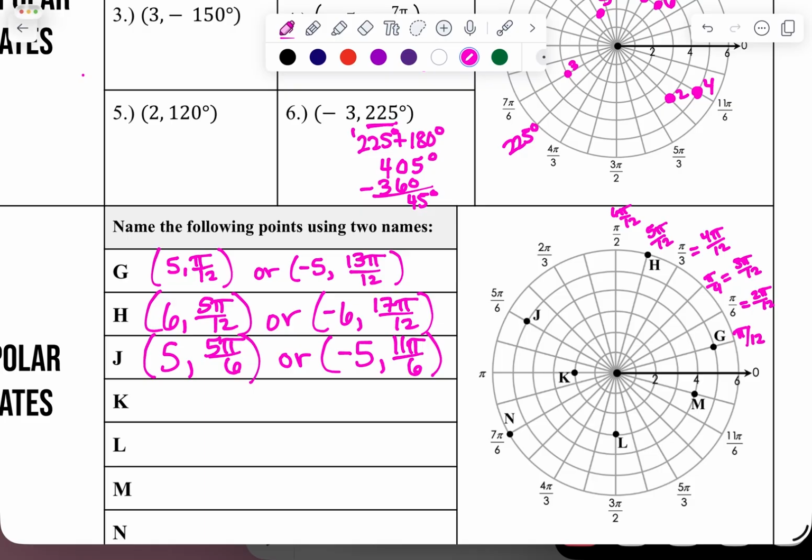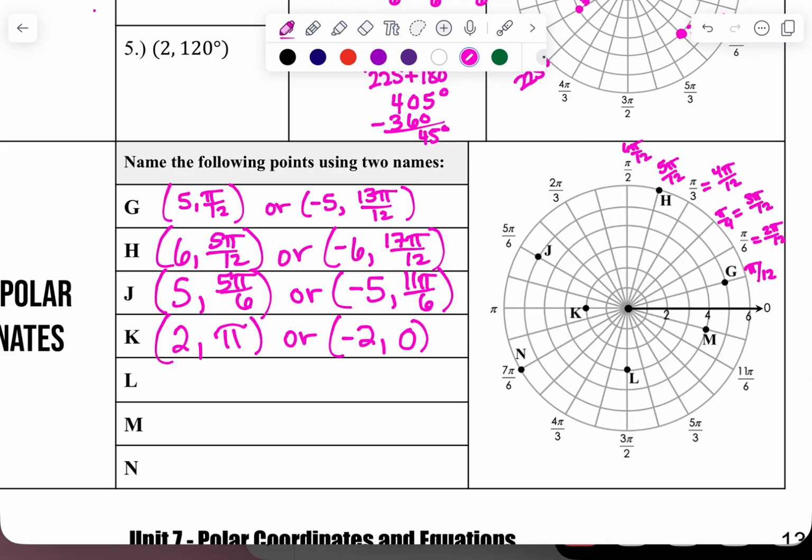All right, so letter K, we are 2 units out, and we are at pi radians. Or we could say -2 and 0, or 2 pi.